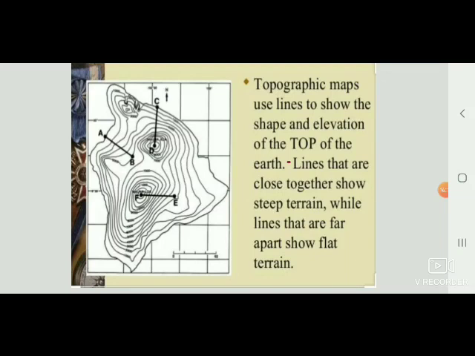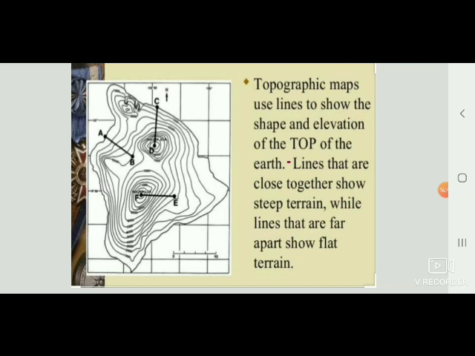Here the term topographic maps can also denote contour maps. Second point, lines are drawn for decided intervals. Locations with the same value are joined by a line. Following conclusions are drawn on the basis of the maps prepared in such a way.